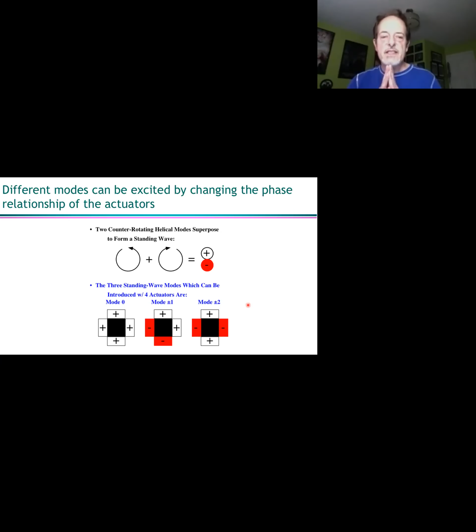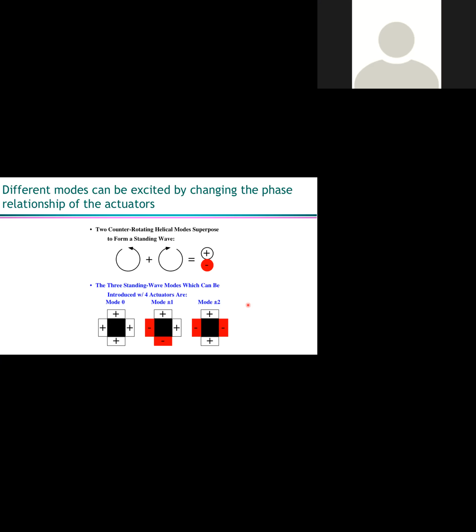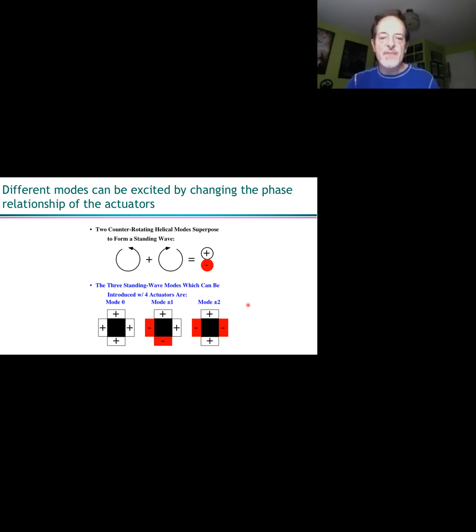We could excite different jet instability modes by changing the phase relationships between the actuators. I don't want to go into a whole lot of detail on this, but we could put in a spiral mode and basically just run each actuator 90 degrees out of phase with each other. You get a standing wave mode if you superpose two counter-rotating helical modes. If you imagine you're putting in a mode that is going clockwise and one that's going counterclockwise, really you just get a standing wave.